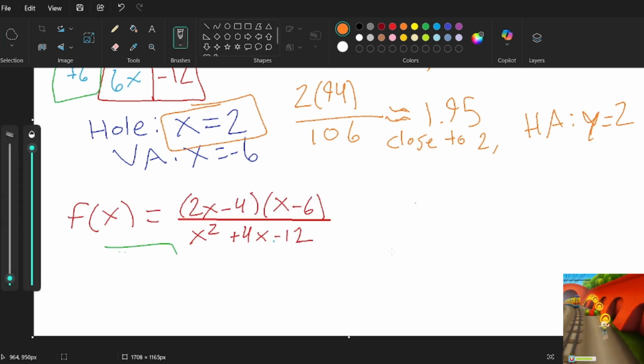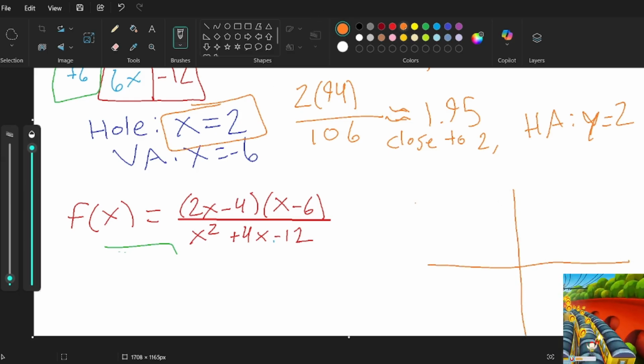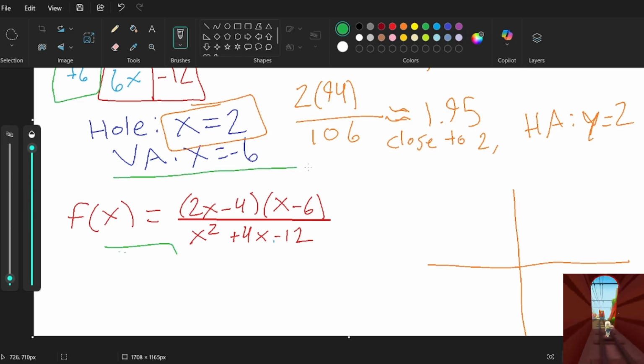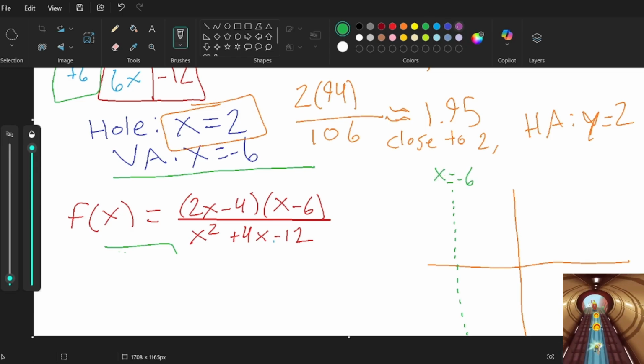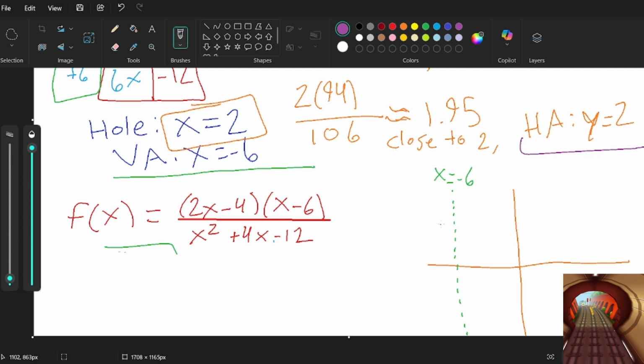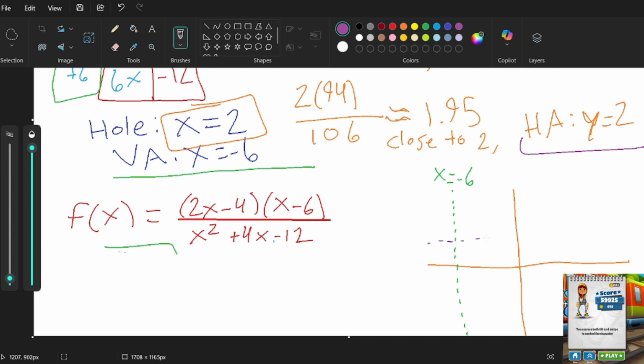And then I'm going to have this graph. It's not very detailed, but some's better than nothing, right? So I know I have a vertical asymptote at x equals -6. So I'm going to draw a little vertical asymptote. This is x equals -6. And then I have this horizontal asymptote at y equals 2. It's going to be like here. So that's y equals 2.